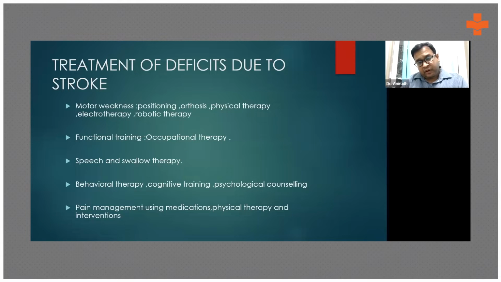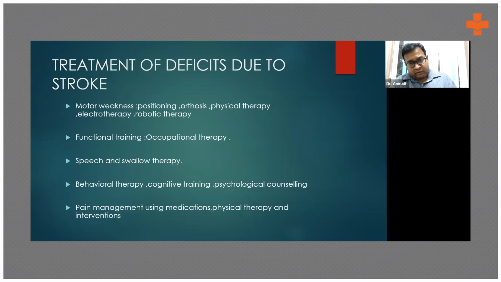Then for motor weakness, a lot of times we use splints or orthoses, which is what we call them in the medical language. So orthoses can be used. Most of the patients who have a stroke will either have a flail foot or a foot drop, or the plantar flexors of the foot will be spastic. So they need to use a night splint at night on the bed, and during the day they need to use an ankle foot orthosis or AFO.